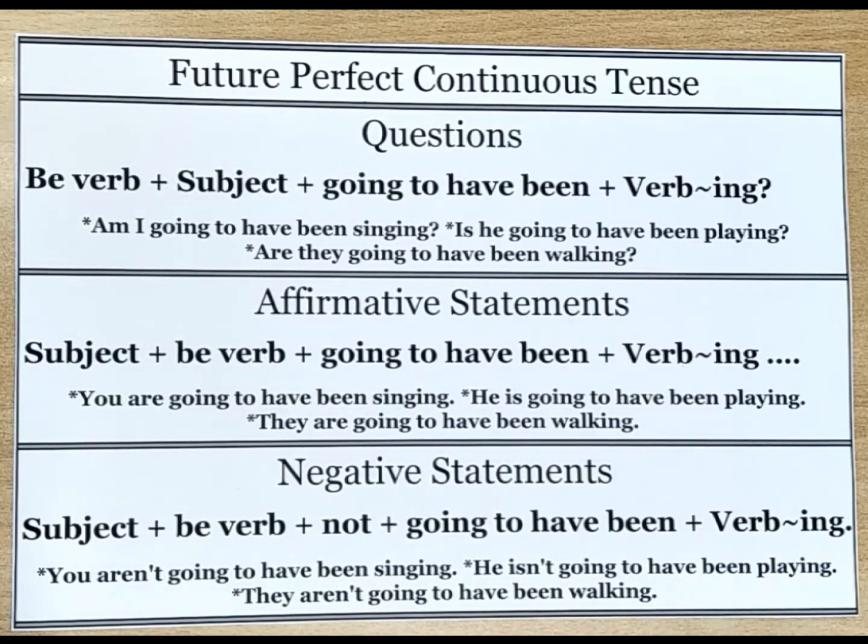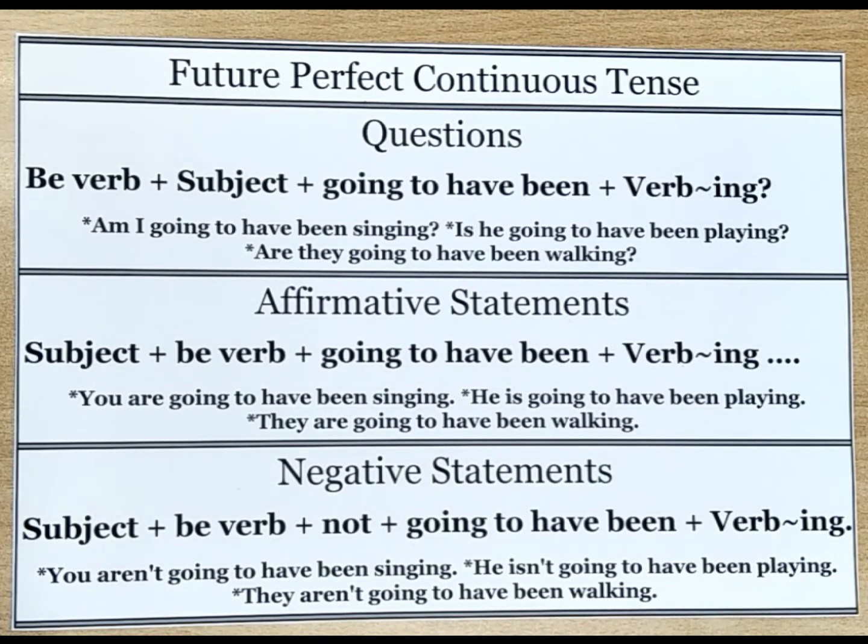Okay, kids, let's talk about the future perfect continuous tense, otherwise known as the future perfect progressive tense. Well, how do we make a question? Be verb plus subject plus going to have been plus verb ing. For example, am I going to have been singing? Is he going to have been playing? Are they going to have been walking?